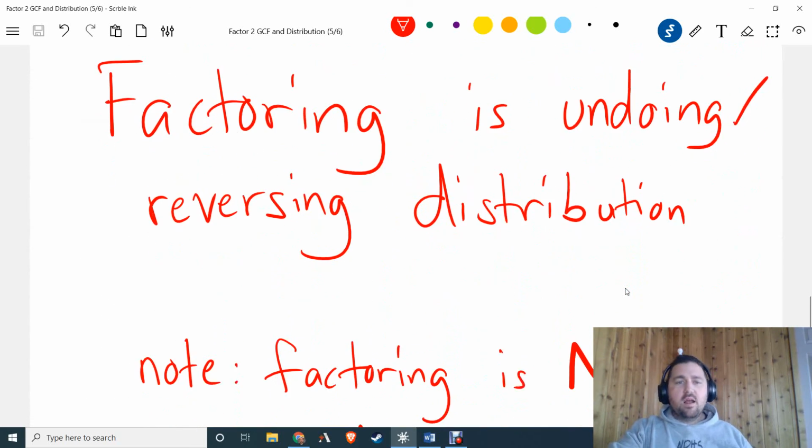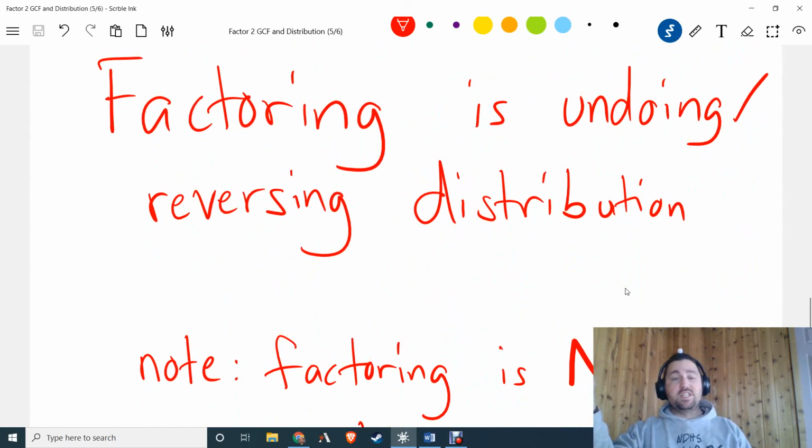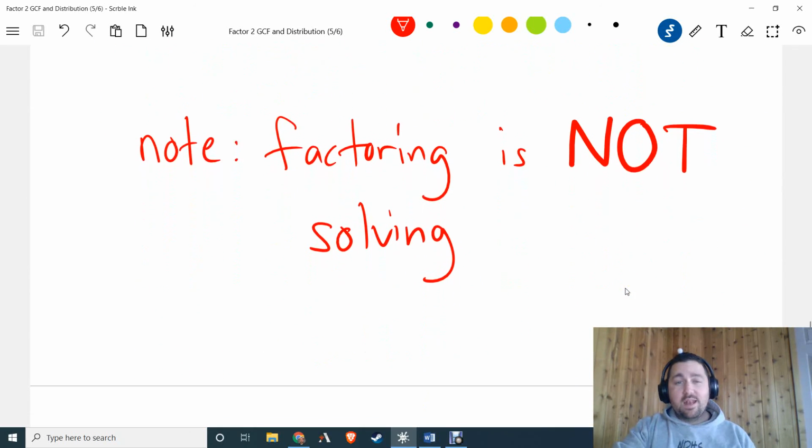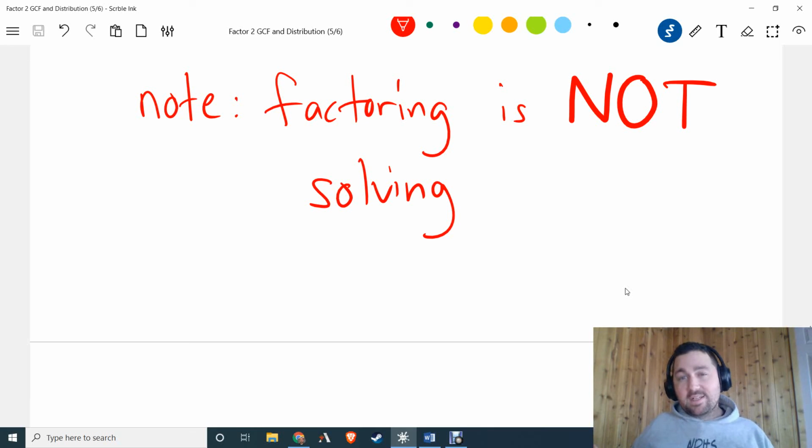So we can say factoring is undoing or reversing distribution. Distribution is reversing or undoing factoring. And a very important note: neither one of these things on their own is solving. Factoring is not solving. It's more like simplifying. We're changing what the expression looks like. We're not finding the value of x when we factor.